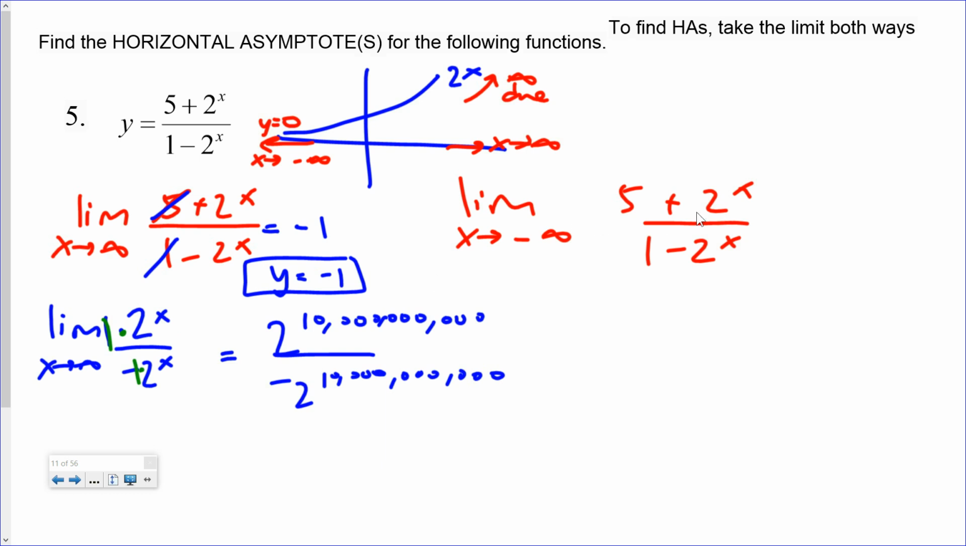Okay, if we go to this negative infinity, though, something weird happens on this side. Which one's going to be more dominant, the 5 or the 2 raised to the x? The 5. Because when you plug in negative infinity into 2 to the x, you get 0. So this becomes 0, and this becomes 0. So 5 plus 0 is 5, and 1 minus 0 is 1. So your answer on this side is y equals 5. Okay, weird, spooky, Halloween's coming.